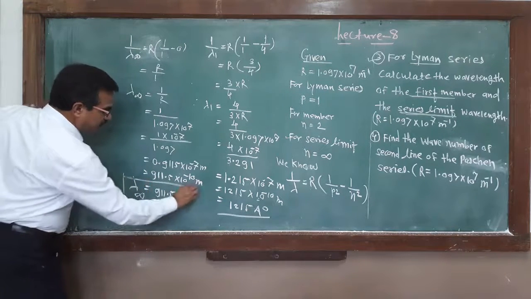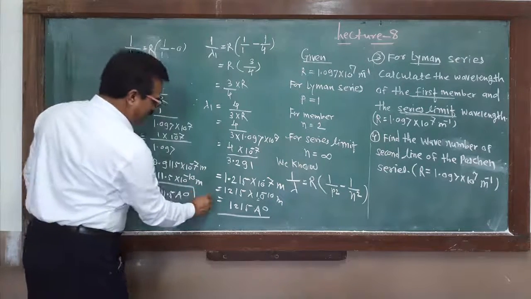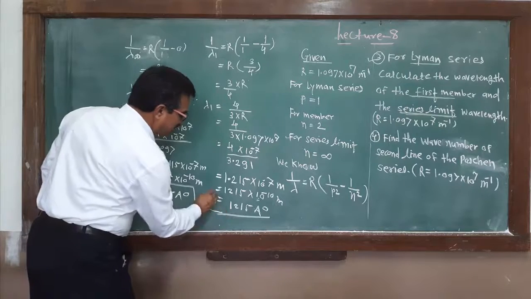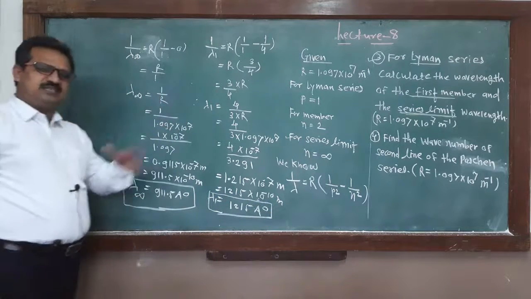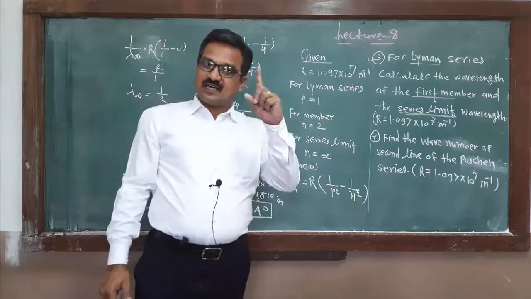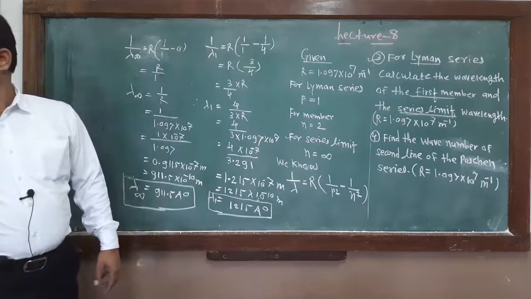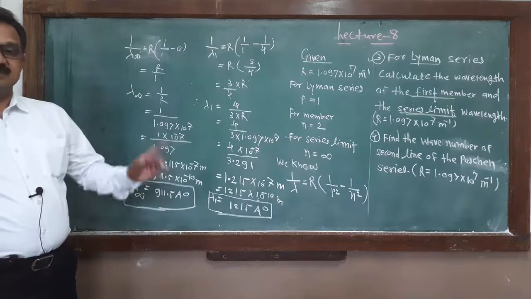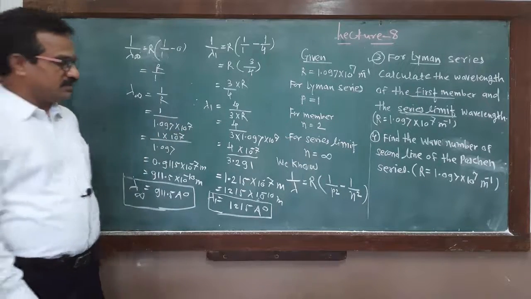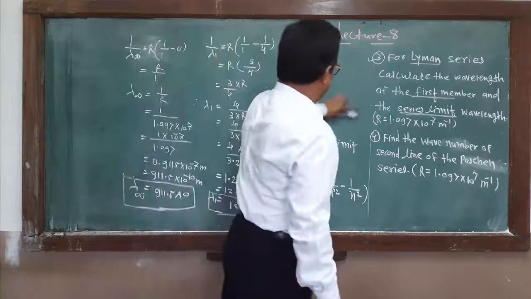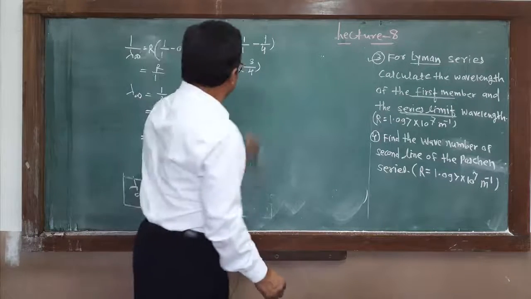This is the answer. The first member wavelength lambda 1 is equal to this, and the series limit is equal to this. Series limit means shortest wavelength, and for each and every series, from the shortest wavelength point of view, n must be equal to infinity. And this is the solution of problem number 3. The next problem, problem number 4.